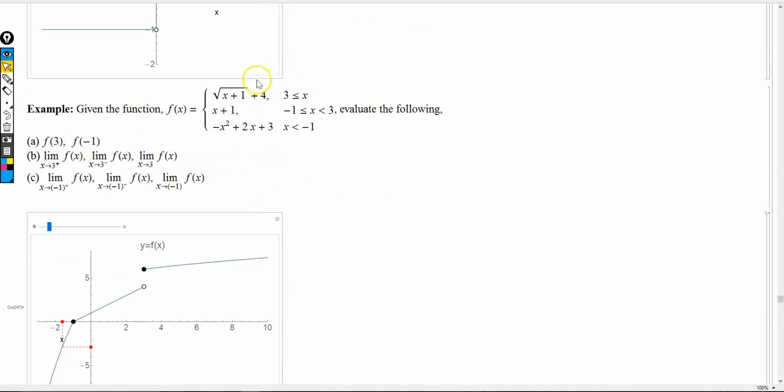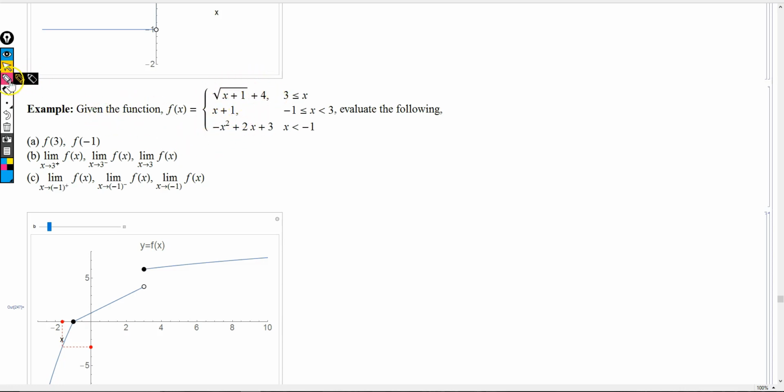Try this one. Now we have a piecewise defined function here. Square root of x plus 1, plus 4 for x larger than 3. x plus 1 for x between -1 and 3. And then -x squared plus 2x plus 3 for x less than -1. Now we have 3 parts here we want to answer. First of all, what's f of 3 and f of -1? That's just testing, making sure that you know where to put these numbers, 3 and -1, into this function. What piece do you put them into?